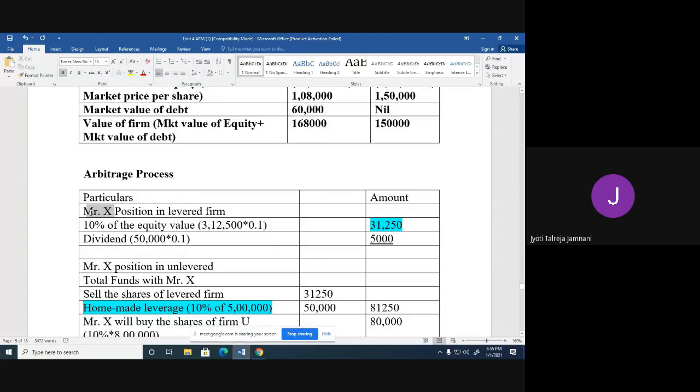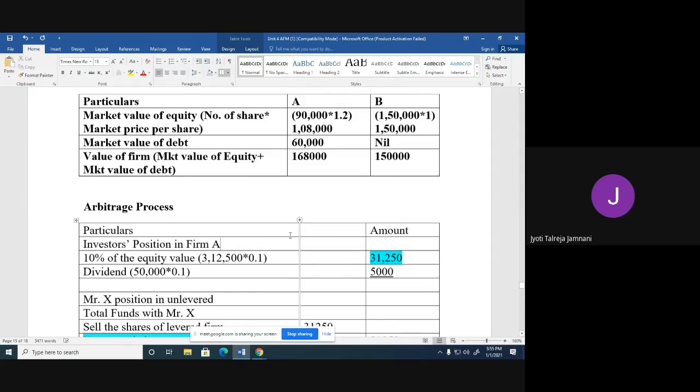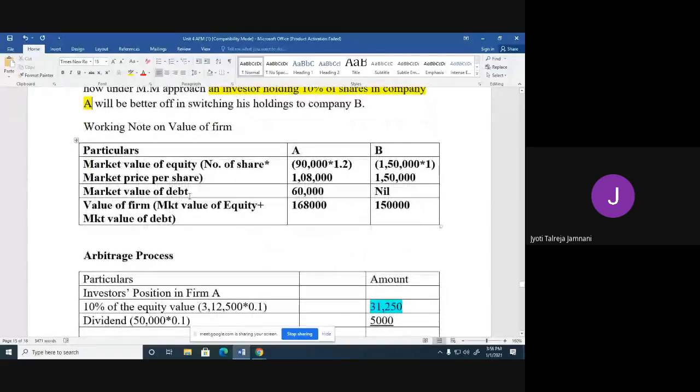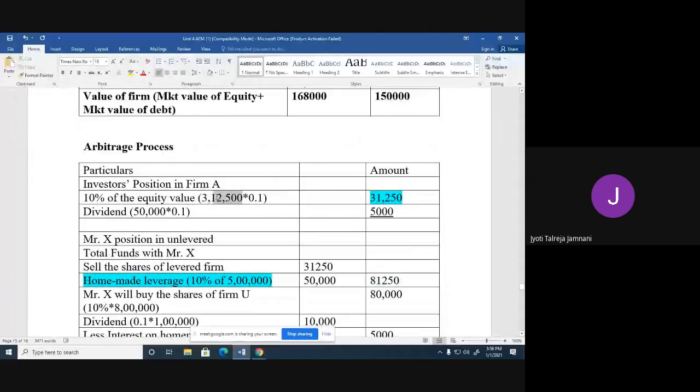So now it's not Mr. X, they have not mentioned the name. So we'll just write investor's position in levered firm. Now they have named the firm, so we will call it firm A. So investor's position in firm A we have to find, and just look here at what they have told. An investor holding 10% of the shares of company A. So he is holding 10% of company A shares. Just see the market value of equity for company A. It is 1,08,000. So the investor is holding 10% of 1,08,000, which is equal to 10,800.